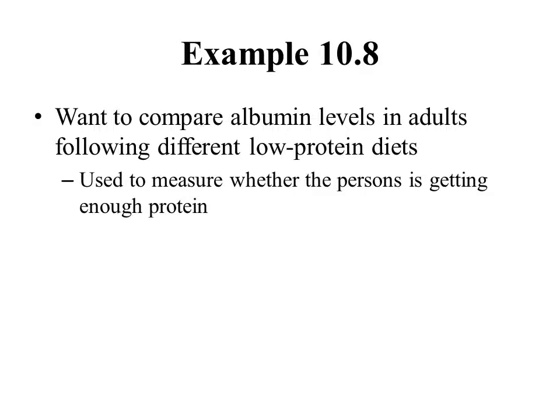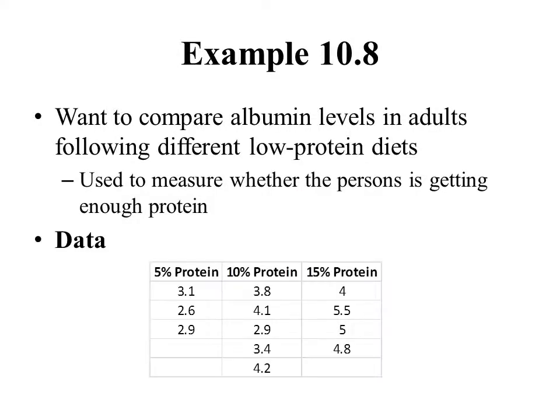So to illustrate an example of this, let's look at example 10.8 from the textbook. In this example, we are comparing the albumin levels in adults following different low-protein diets. Now, these albumin levels are used to measure whether a person is getting enough protein. If a person goes on a low-protein diet, then we might suspect that they aren't getting enough protein in their diet, and so we're trying to assess whether that's the case. And so here's the data.